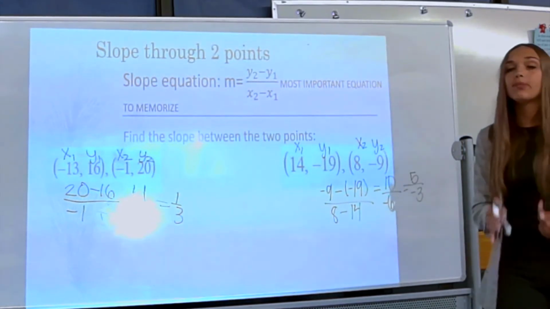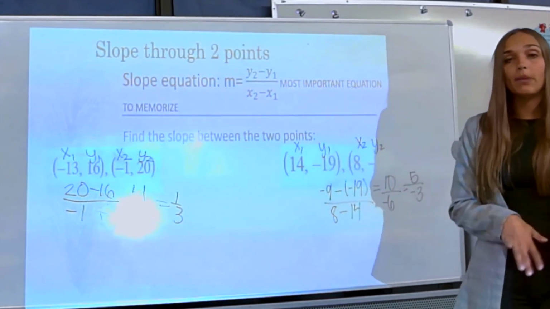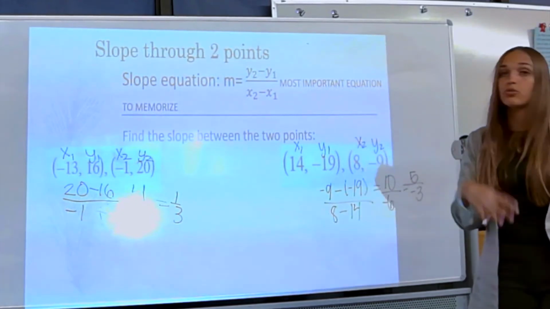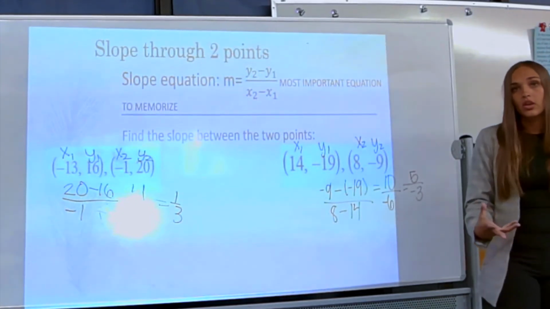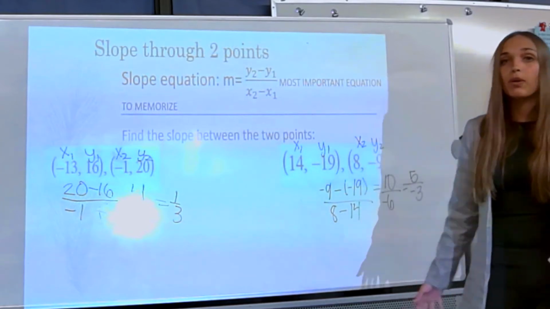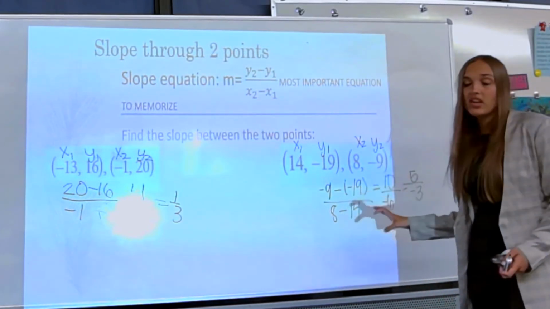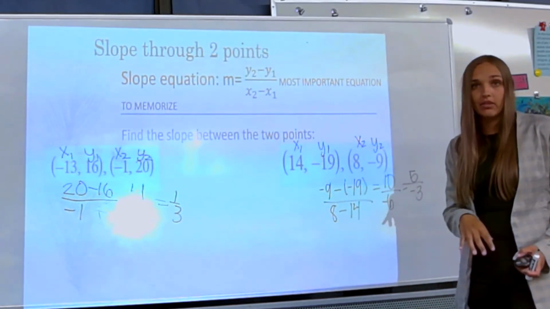So as you can see, it's very important that we know our integer operations. We know how to add and subtract with negative integers. If we're not able to do that, we're going to get this problem wrong, so that was a key point when we took 7th grade math.